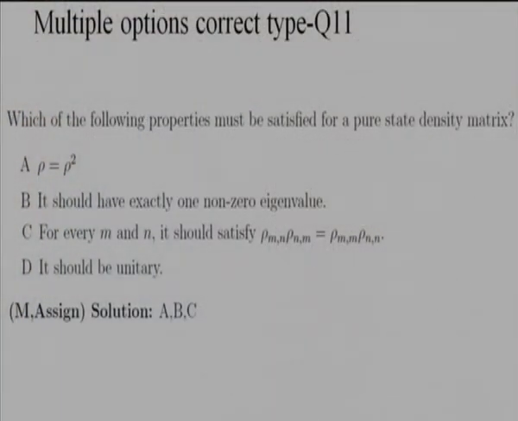Now option D states that the density matrix should be unitary, but there is no reason for it to be unitary, hence option D is not necessarily true.